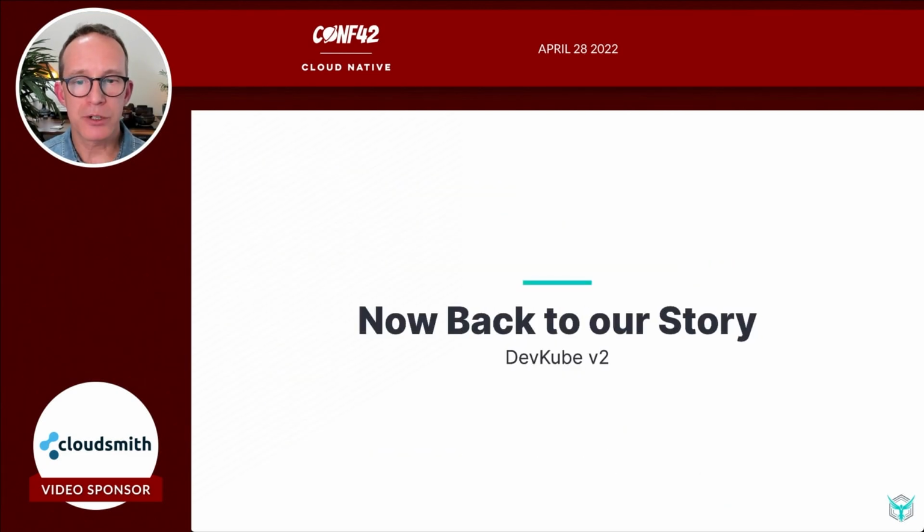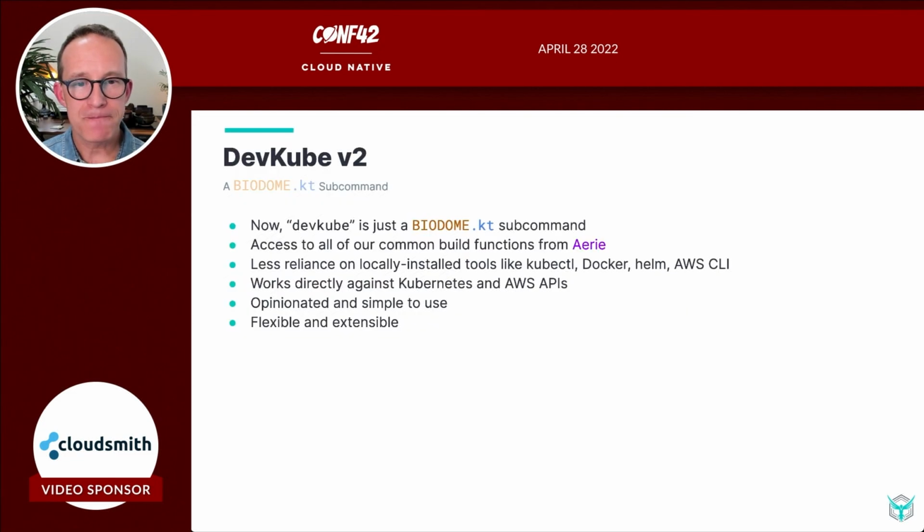Okay, let's come back to our story now. We were talking about DevCube. DevCube was a big shell script, but now it's just a part of Biodome. We created a subcommand in the new Kotlin-based Biodome called DevCube. And now it's got access to all these common build functions that we've abstracted out into libraries in Airy. We have less reliance on local tools, and it works directly against the Kubernetes and AWS APIs.